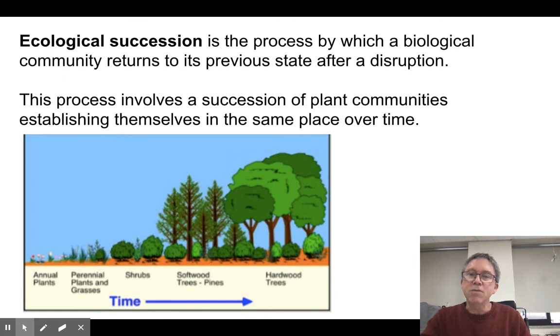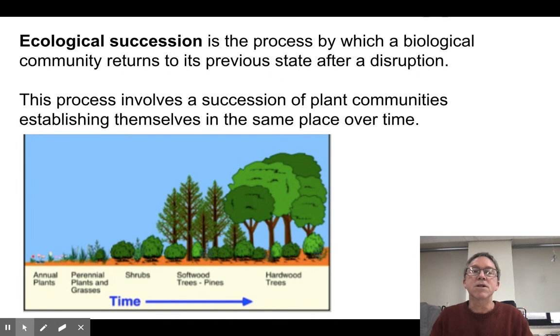And the reason this is worth noting is because it leads to a concept called ecological succession, which is a really cool concept. Basically, ecological succession is the process by which a disrupted biological community goes back to its previous state. This is what it would look like if there was no disruption. So in other words, if I just leave it alone, over time, it's going to take on a certain look. A disruption happens, it doesn't look that way, but after a time, succession occurs, it goes back to where it was.